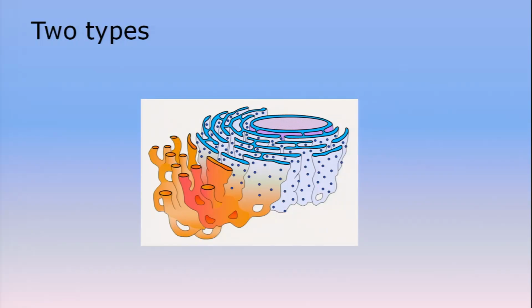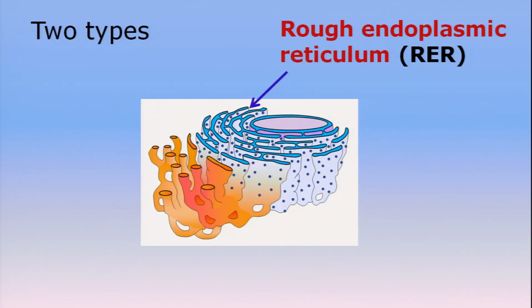You see, a part of the endoplasmic reticulum, that is the cisternae, have some spherical dot-like structures attached to their surfaces. What are these tiny spherical structures? These tiny spherical structures are ribosomes. And because of the presence of these ribosomes, this endoplasmic reticulum appears rough. That's why we call it rough endoplasmic reticulum, or we shortly write it as RER.